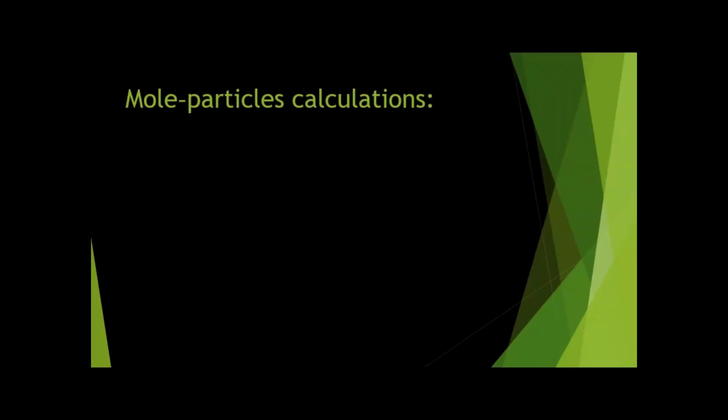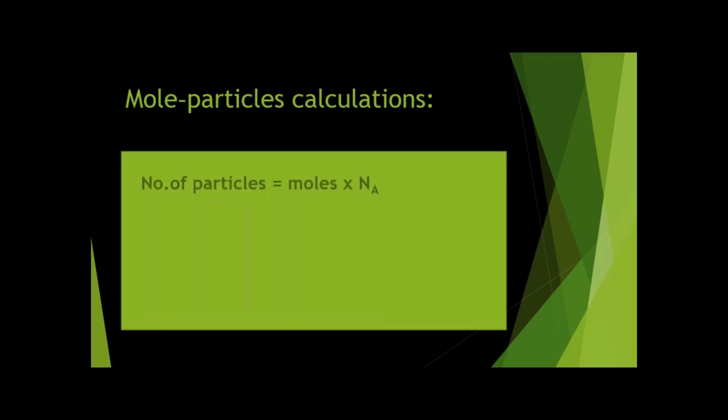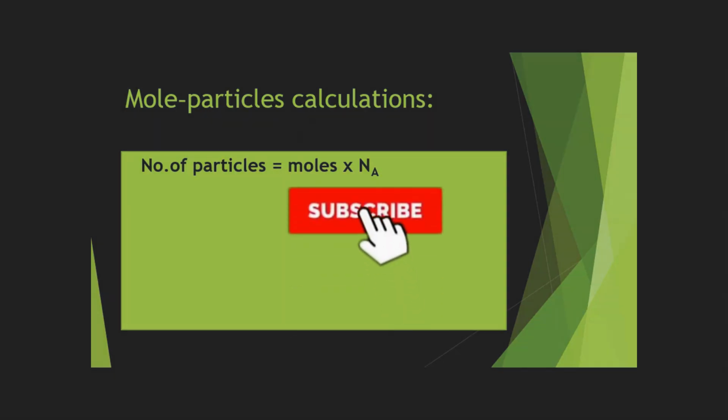Now, mole particles calculation, students. Like mole mass relation, we have two ways to solve the problems. One is the unitary method and the other is the formula method. In case of mole particles calculation, we will solve these problems by the formula method. The formula to calculate the number of particles is equal to moles into Na. What is Na? Na is Avogadro's number.